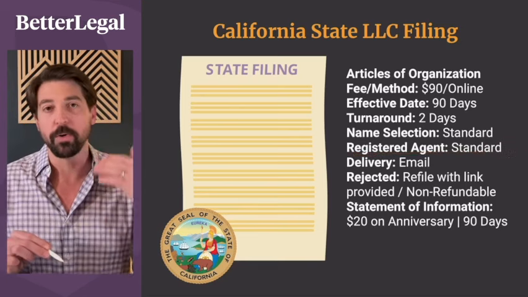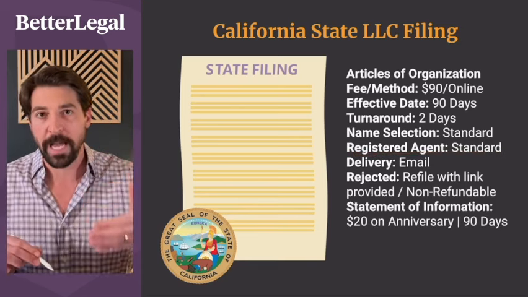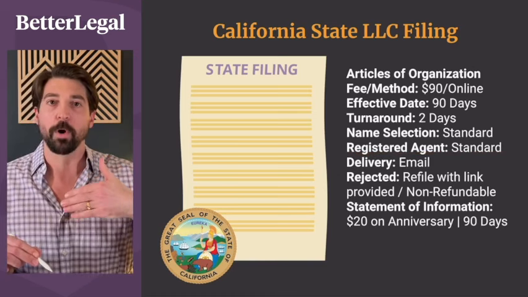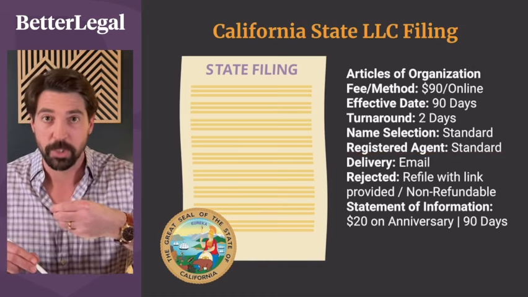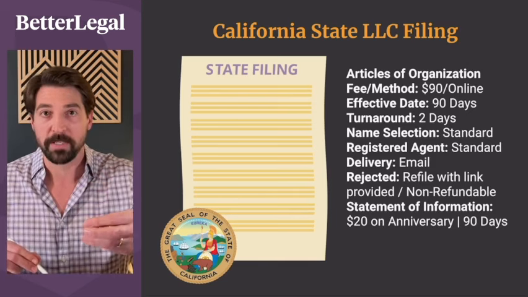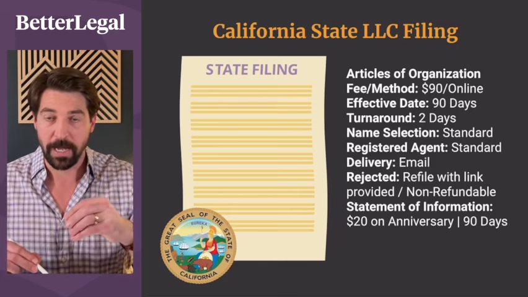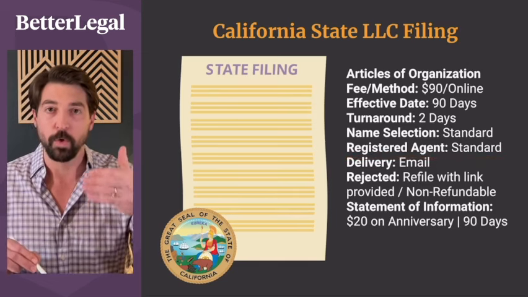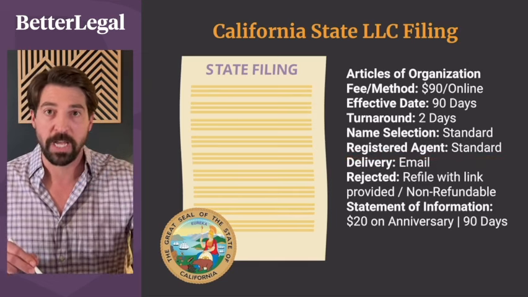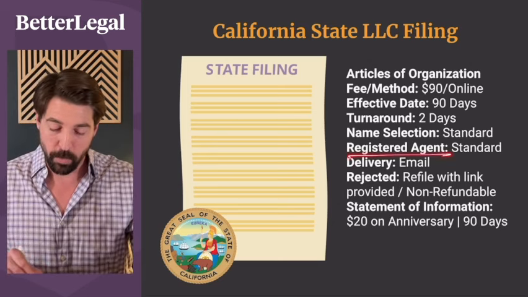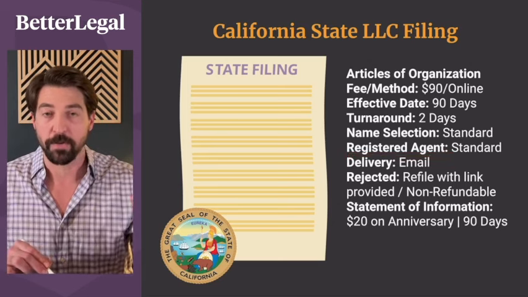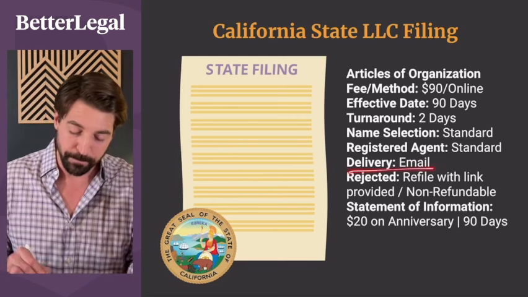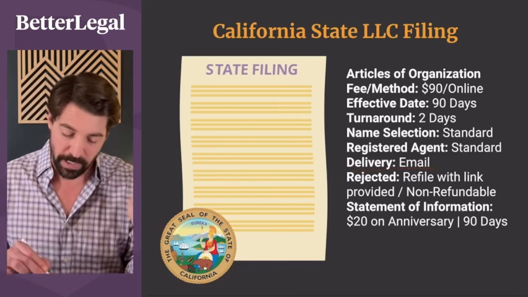Registered agent: you have to have a physical address in the state of California, not a P.O. box. It's got to be somewhere where a constable can come and deliver something to you by hand during normal business hours, Monday through Friday, 9 to 5. This also provides some privacy. So if you don't want your customers having your home address, then you use a third-party registered agent service. So you use their address instead of your address. Better Legal provides this for you. The delivery of this is going to be via email.